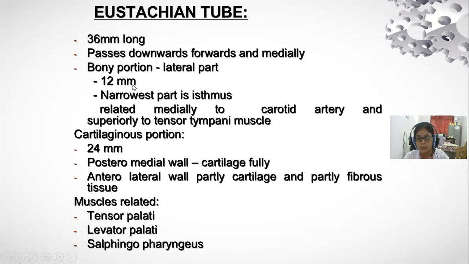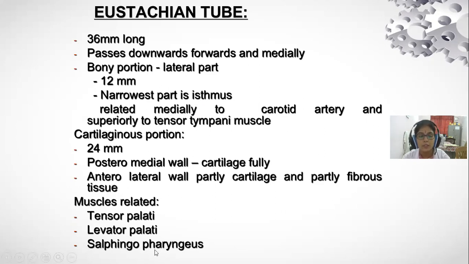It's about 12 millimeters. And you have a narrowest portion, which is called the isthmus, which connects the bony part with the cartilaginous part. This isthmus is related medially to the carotid artery and superiorly to the tensor tympani muscle. The cartilaginous part is around 24 millimeters. The posteromedial wall is completely cartilage. The anterolateral wall is partly cartilaginous and partly fibrous tissue.